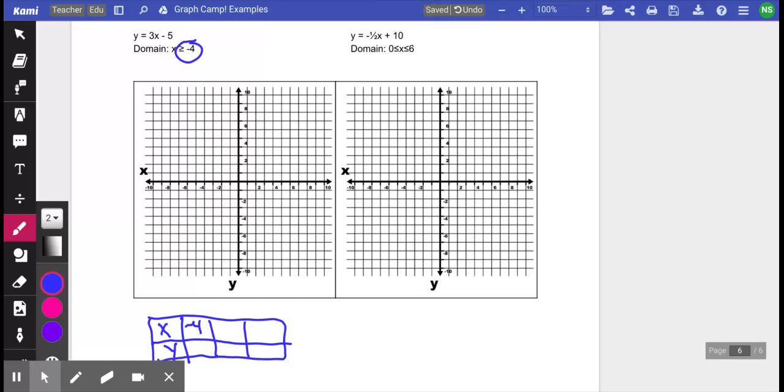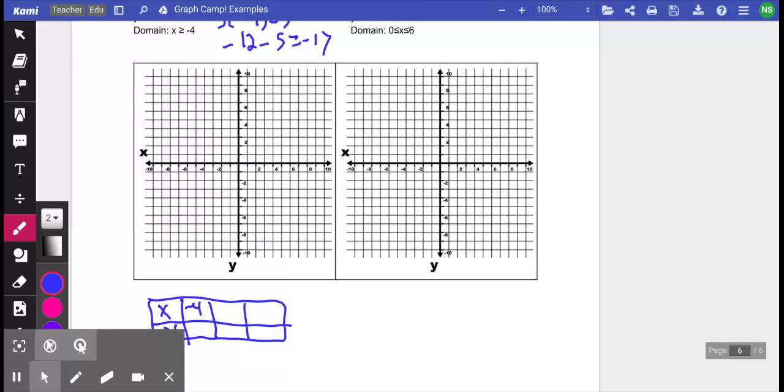And when I substitute negative 4 in for x, I'm doing 3 times negative 4 minus 5. So 3 times negative 4 is negative 12. Minus 5 is negative 17. So that would be negative 17 for our y value.